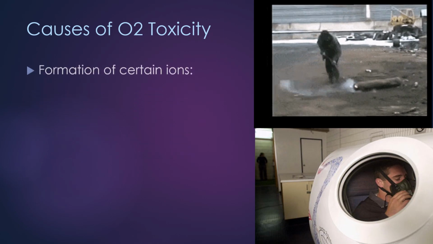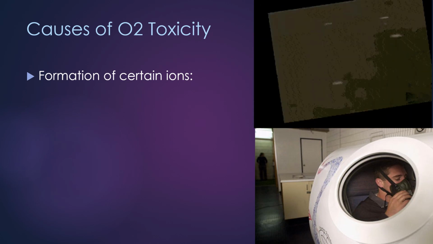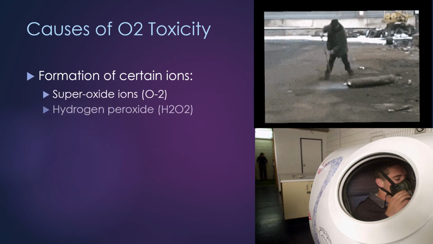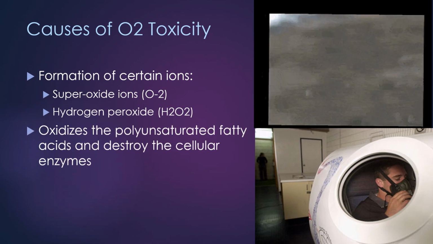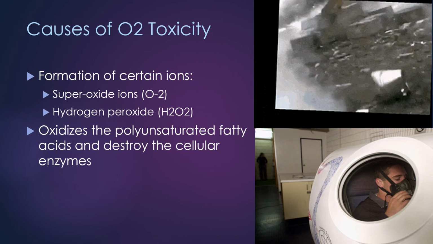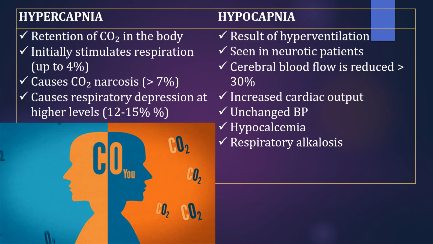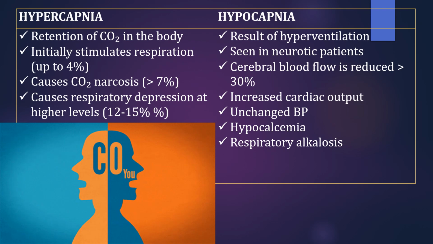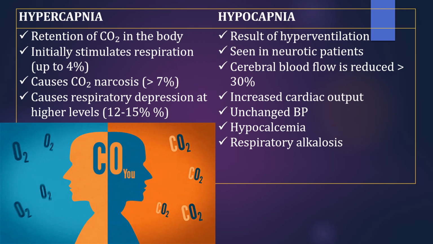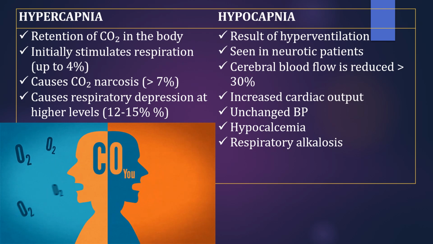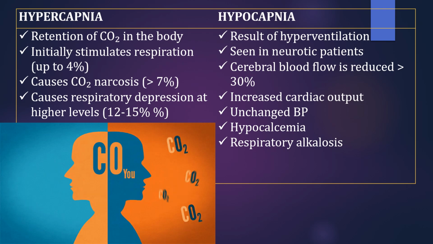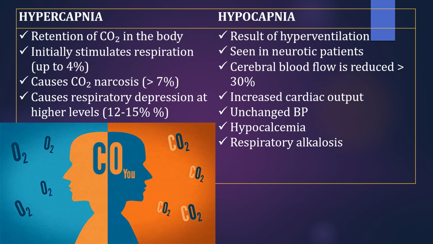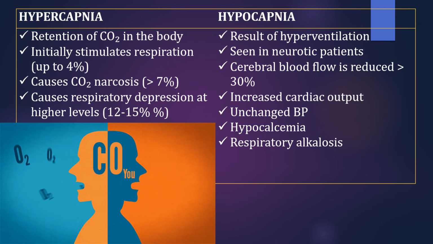Causes of oxygen toxicity. As we have discussed, there is formation of certain ions, superoxide ions, and also hydrogen peroxide. That oxidizes the polyunsaturated fatty acids and destroys the cellular enzymes. Hypercapnia and hypocapnia. Hypercapnia is the retention of carbon dioxide in the body, where the carbon dioxide is not eliminated. Initially there will be stimulation of respiration by the storage of carbon dioxide, which causes oxygen narcosis and finally causes respiratory depression at the higher levels, when the carbon dioxide level increases to 12 to 15%.